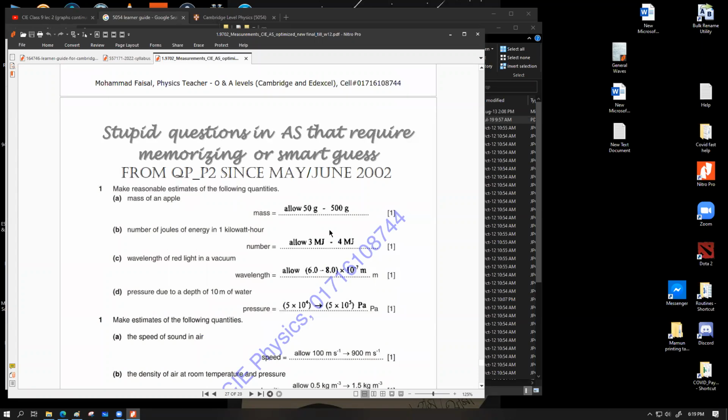What do you see? The number of joules in 1 kilowatt hour is possible for you to calculate because you know this. The wavelength of red light in a vacuum is supposed to be memorized by you according to the syllabus, so you should know this as well. This is also calculable, but how about this? I just discussed this problem, right?